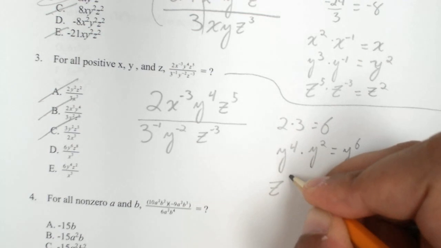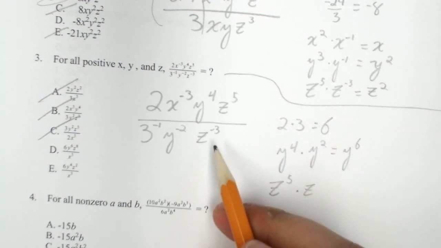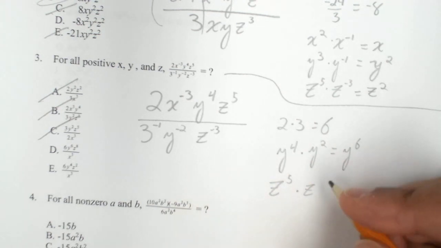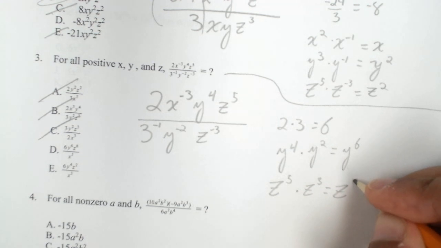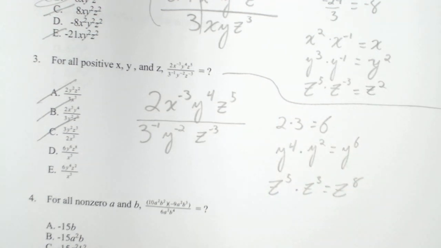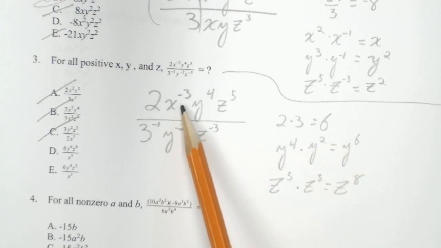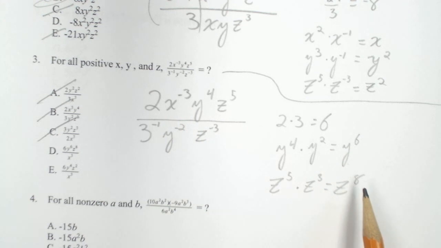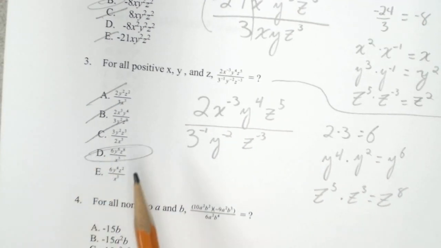Then we have a z to the 5th and a z to the negative 3rd, again the denominator, so it's going to be to the 3rd. 5 plus 3 gives us 8. So our answer is going to be 6. We got our x to the negative 3, so that's going to be the denominator. We have a y to the 6th and a z to the 8th. There's that answer D for you.